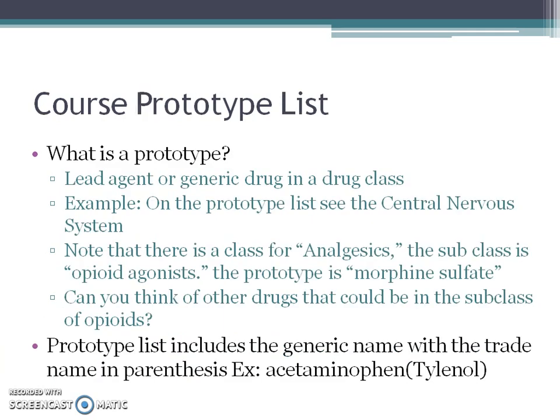There's also a course prototype list. So think about what a prototype is. Have you ever heard the word prototype before? So basically a prototype is like a model, right? And everything else is based off of that model. In this course, it's a lead agent or generic drug in a drug class that represents the class, okay? So if you get out your prototype list and go to the central nervous system, note that there's a class for analgesics. There's also a subclass for opioid agonists, and then the prototype on there is called morphine sulfate. So that means in this course, for opioid analgesics, the drug that we're going to be learning is morphine sulfate.